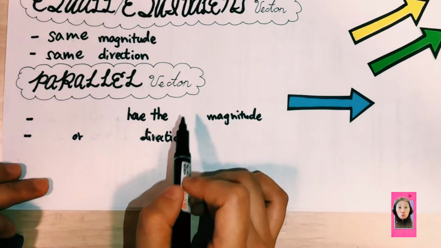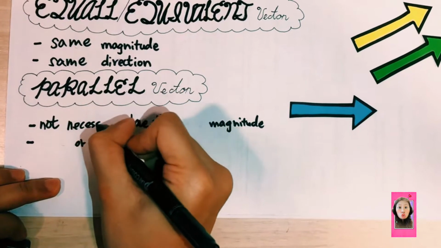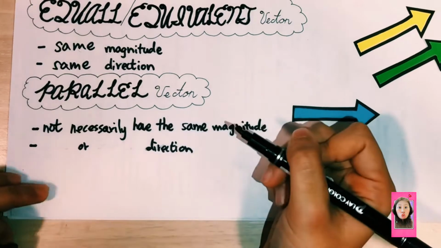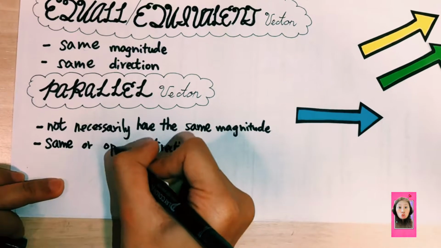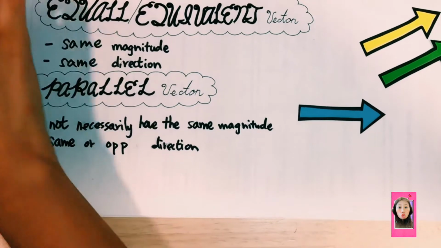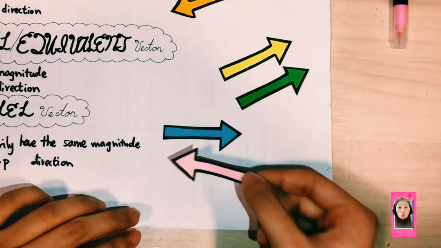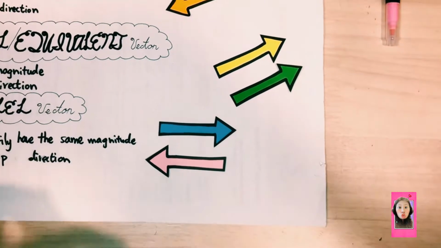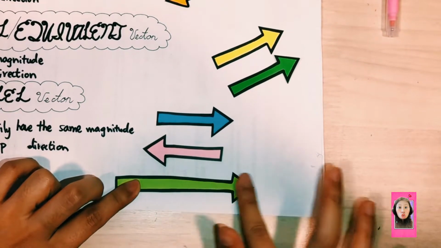And parallel vectors are not necessarily the same magnitude, and they have the same or opposite directions. Equal vectors are parallel vectors, opposite vectors are parallel vectors, or this one is also a parallel vector, as long as they are parallel.